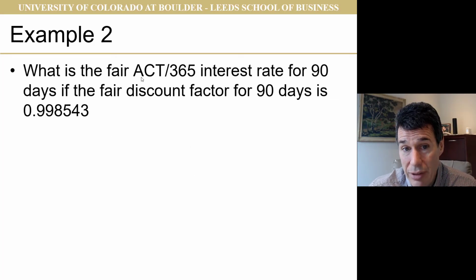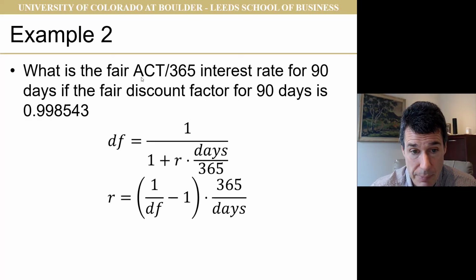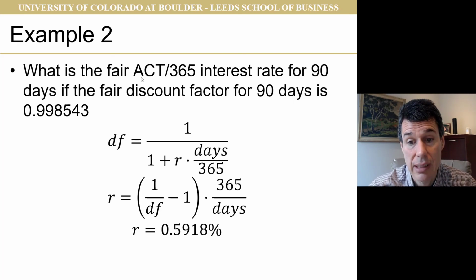We can also, if we know a discount factor, find the rate. What is the fair actual over 365 interest rate for 90 days if the fair discount factor for 90 days is 0.998543? Discount factor is the present value of $1. If I know my interest rate, I do 1 over 1 plus R times days over 365 to find the discount factor. And I can plug everything into my formula, and I end up with R equals 0.5918 after doing a little bit of work to manipulate. Right? Take 1 over both sides, subtract 1, multiply by 365 over days. So that's how we manipulate interest rates.